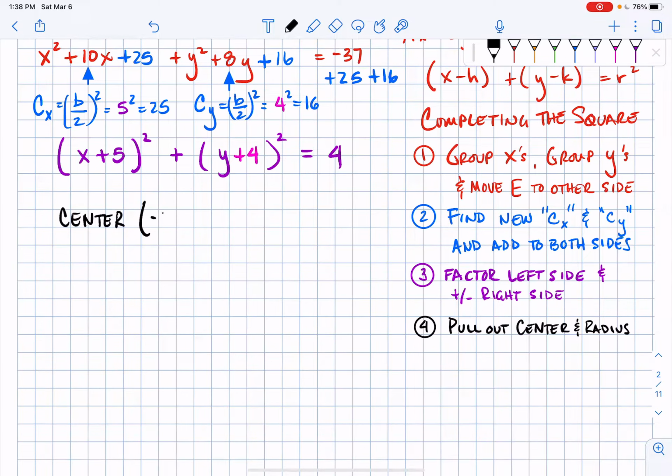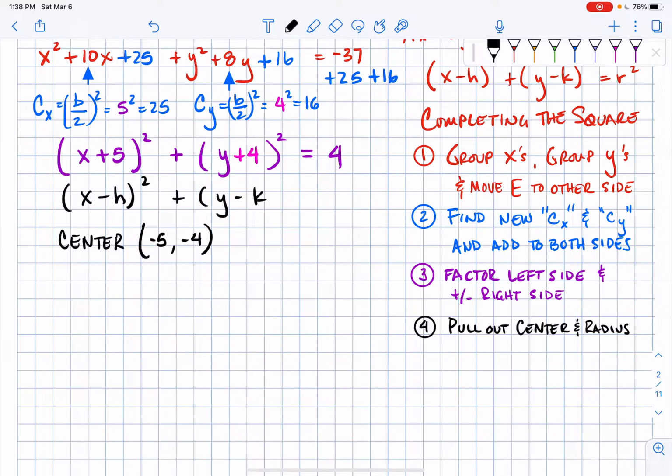is going to be negative 5, negative 4, because what you need to remember is that I have an equation that says, let me do it this way, bring this down a little bit, x minus h squared plus y minus k squared is equal to r squared, right? So my center is (h, k), so that means it has to be negative 5, so that would be x plus 5, and it has to be negative 4, so that would be y plus 4.